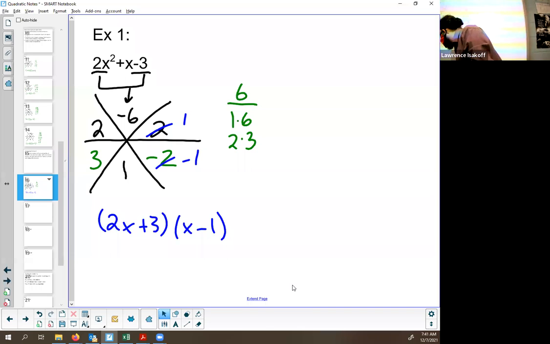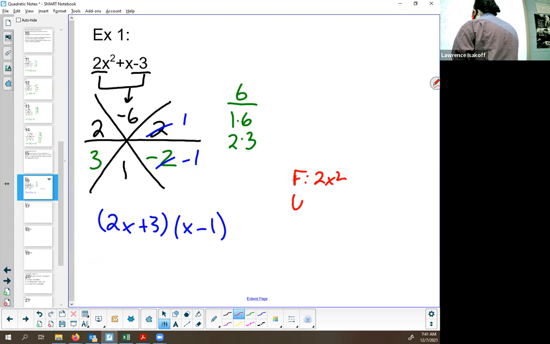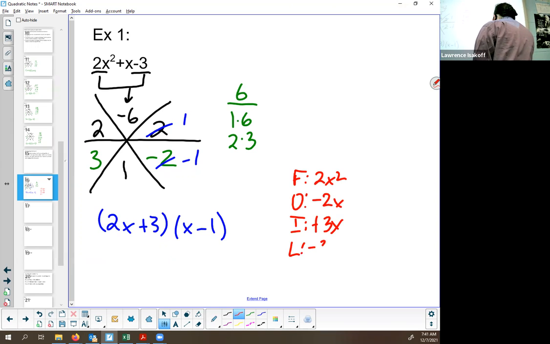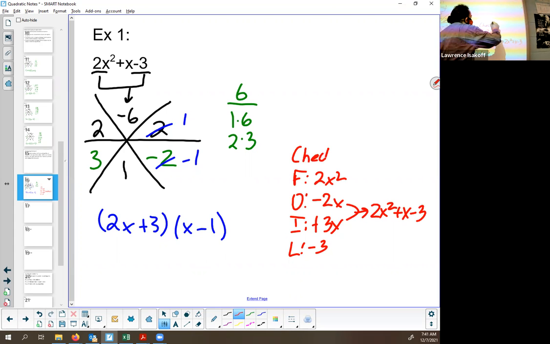Now here, I could very quickly do FOIL to check that. So let's see, this will be 2x squared. My outer would be -2x. My inner would be plus 3x. And then my last would be -3. When I combine those, that gives me 2x squared plus x minus 3. That was the original equation, right? So this was just a check using FOIL.